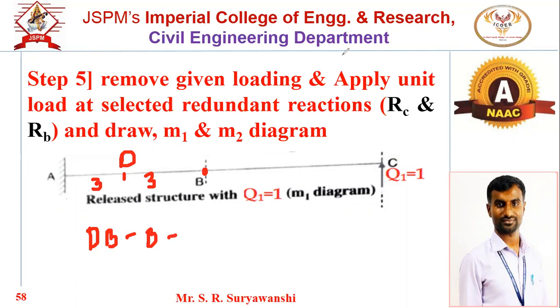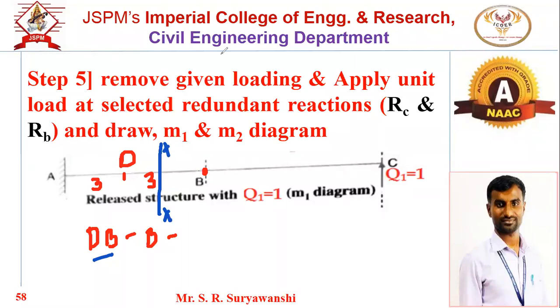Now tell me, where to take the section line? Between which two points should we take the section line? The zone is DB. Sir, D and B points. Yes, very good. So take the section line in between D and B. Correct.